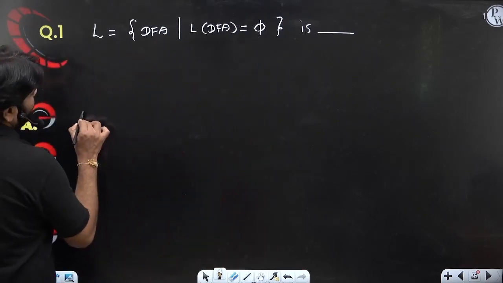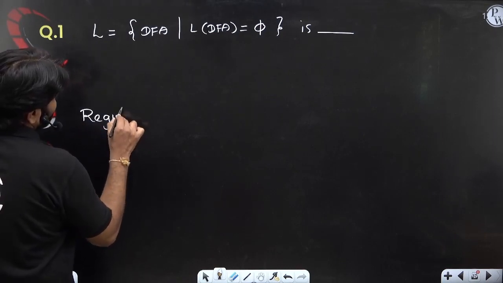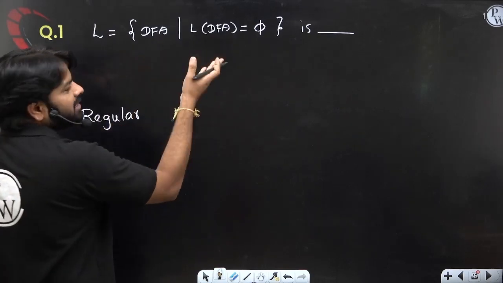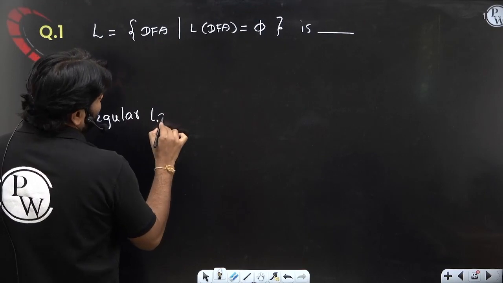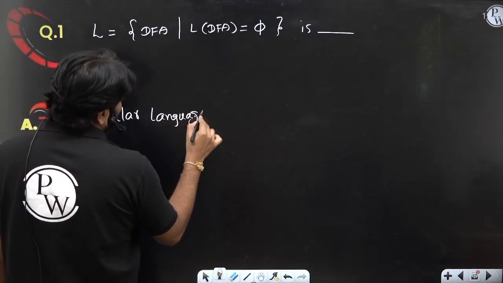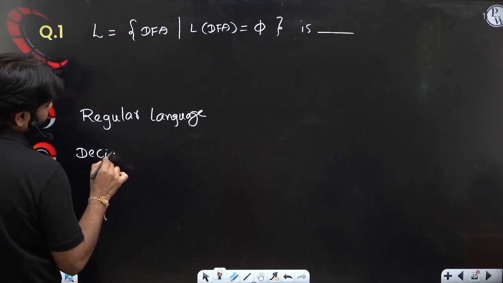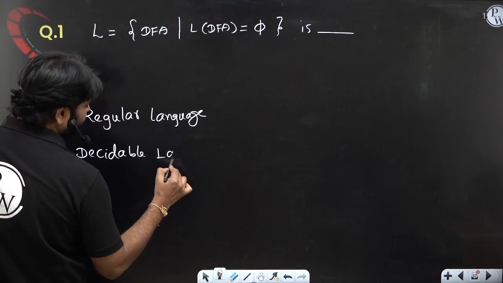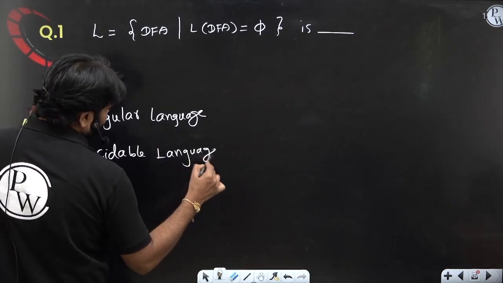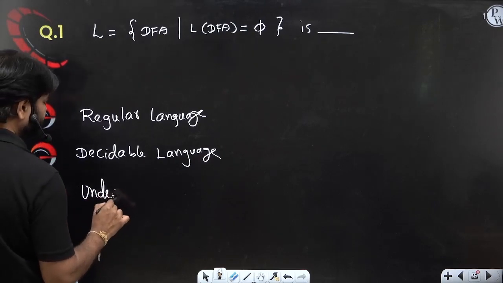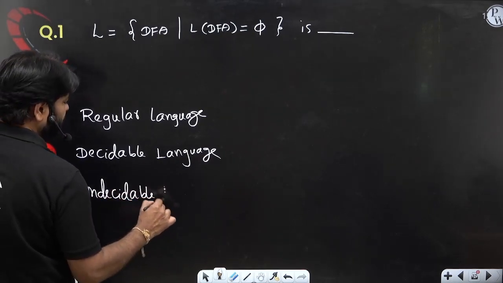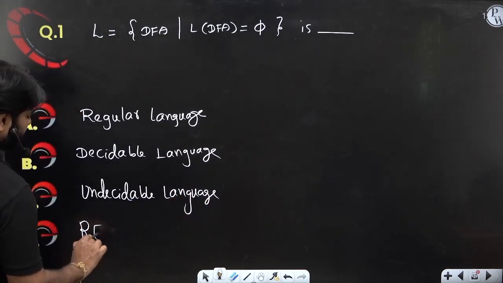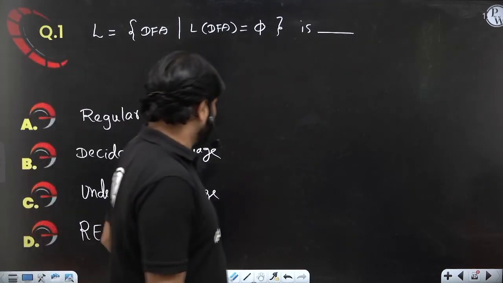I'm writing here: is it a regular language? Definitely not, because you are having a set of DFAs, not a set of strings like a star, b star. It's the machines you are having, right? It's not a regular language. But is it decidable? Is it undecidable? Is it a recursively enumerable language? Choose which of them it can be.